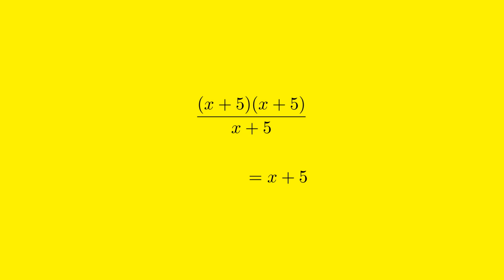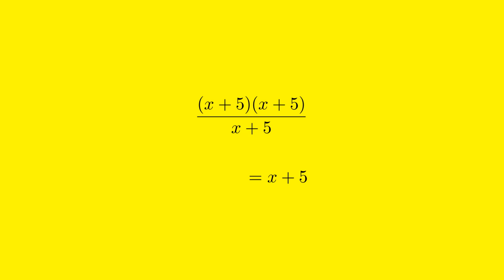Notice that x plus 5 appears in both the numerator and the denominator. Since we are dealing with a fraction, if the same factor appears on both the top and the bottom, we can cancel it out. By canceling out x plus 5 from both the numerator and the denominator, we are left with just x plus 5. When we cancel, we are effectively dividing both the numerator and the denominator by x plus 5, which simplifies the expression. So the expression simplifies to x plus 5.